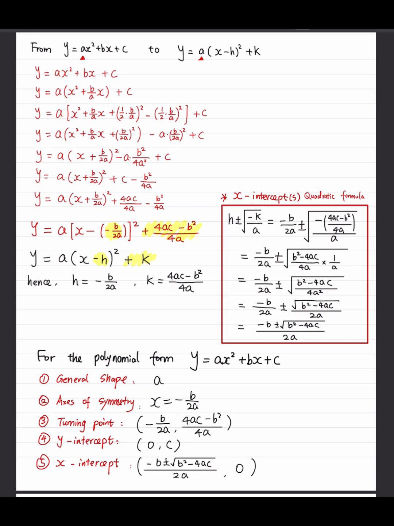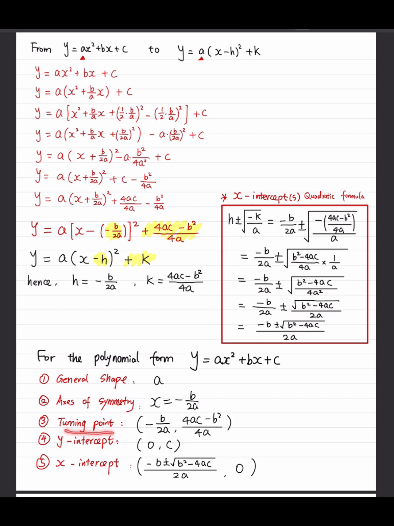Alright, so next I would like to show you how to represent the 5 key features of a parabola based on the polynomial form. So for y equals ax squared plus bx plus c, since we know that the a is the same a as in the turning point form, a still controls the general shape. As for the axis of symmetry, we know that h is equal to negative b over 2a, so x is equal to negative b over 2a. So this whole thing here is represented by h.